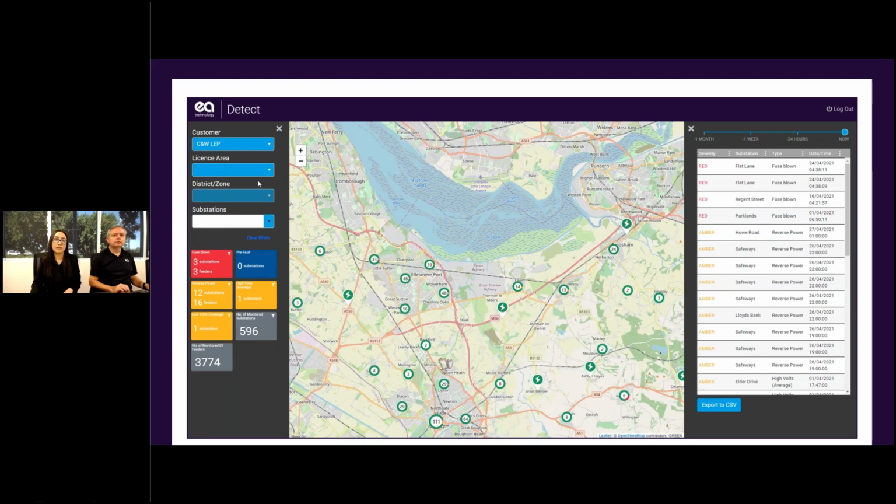You can also see basic filters, drop-down menus where you can decide which area you are most interested in looking at. At the bottom you have the main things going on in the network. You also have the number of substations and feeders being monitored. On the right-hand side, we have the list of alerts and events that are happening on the network. On the top, we have the timeline, so we can go backwards in time.